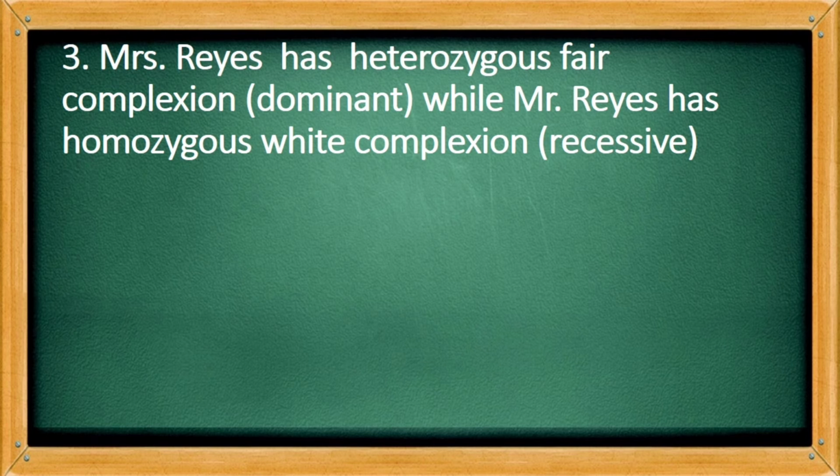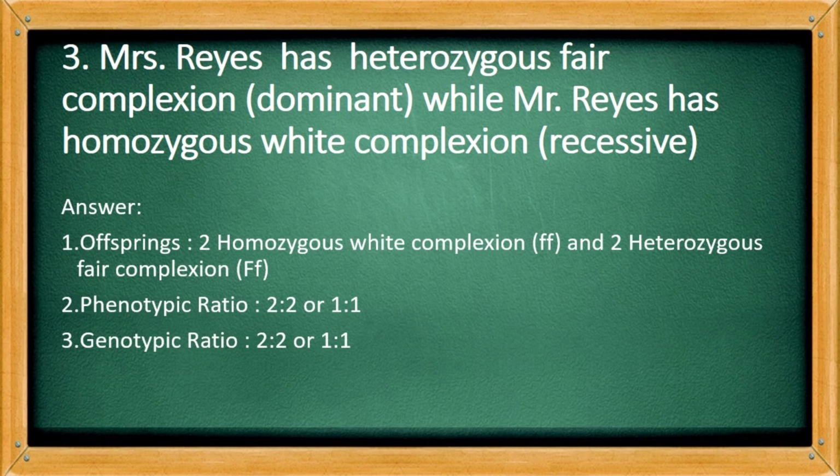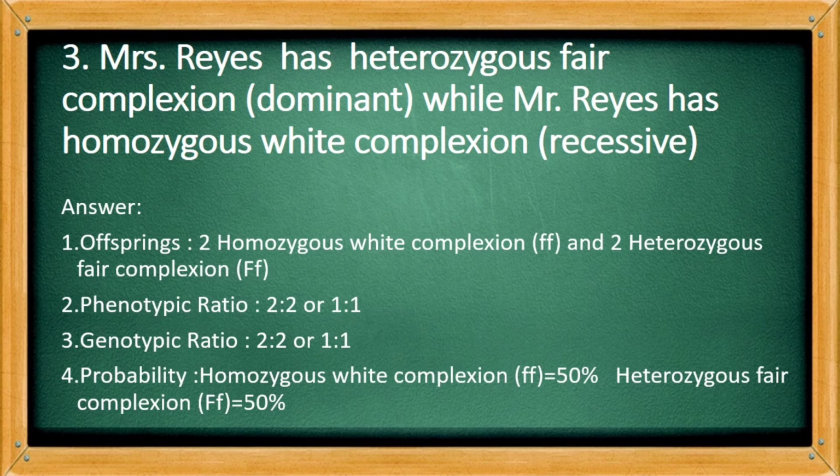Let's check your work. Offsprings, we have two homozygous white complexion, lowercase f and lowercase f, and two heterozygous fair complexion, lowercase f and uppercase F. The phenotypic ratio is 2 is to 2 or 1 is to 1. Genotypic ratio, 2 is to 2 or 1 is to 1. The probability, the homozygous white complexion is 50% and the heterozygous fair complexion is 50%.